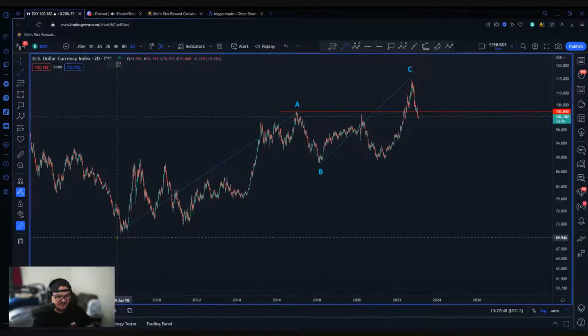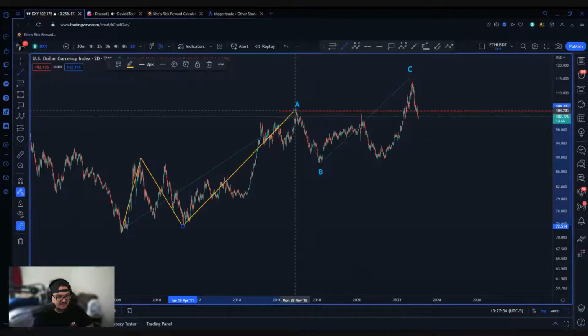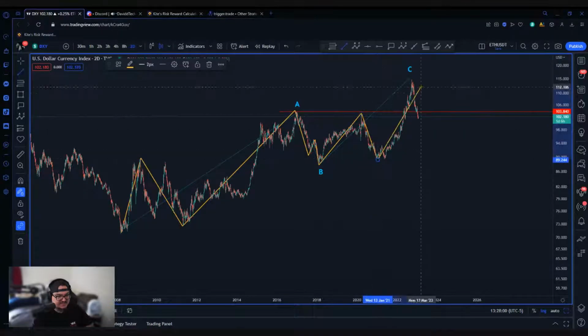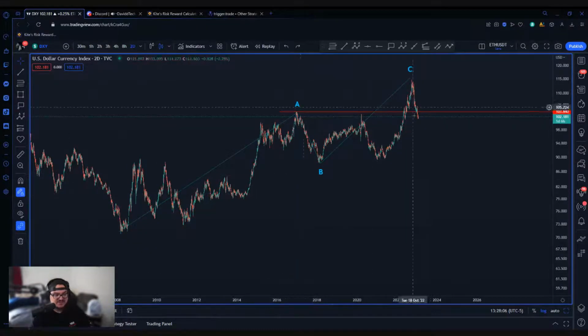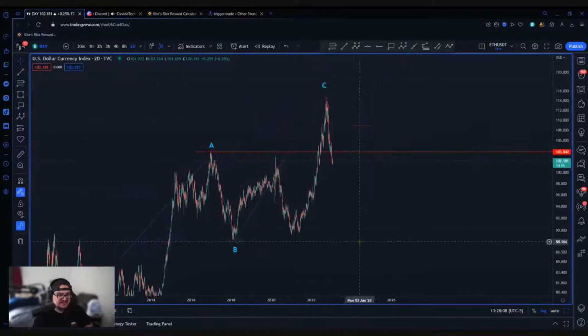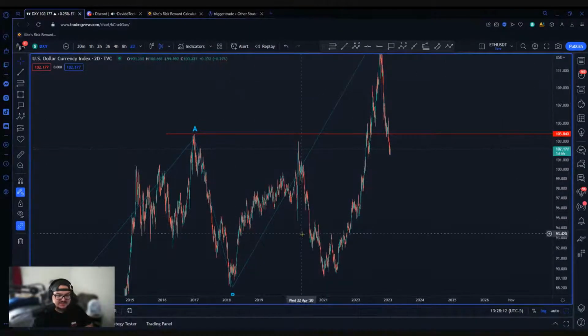As you can see, I have one already drawn, but this is going to be a larger A, B, C for an A, B, C for a B, and then we have a larger A, B, C for a C. That's how I came up with those lines, how that works for me. And we were left with a larger ABC setup. The pivot to basically maintain below, if the DXY wants to be bearish, is going to be 103.84.